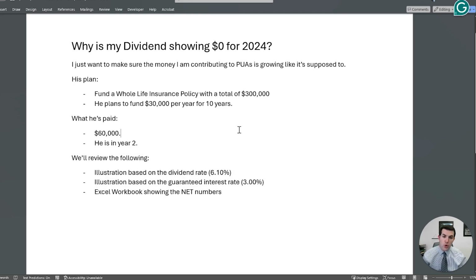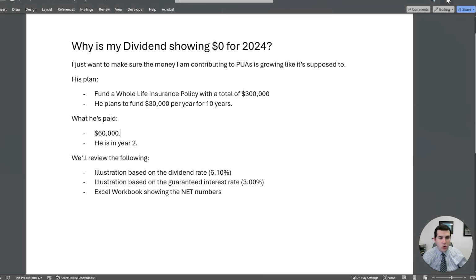So what we're going to review is as follows. We are going to look at the illustration that he was interested in. We'll see the exact product that he started with, and we have a current dividend interest rate of 6.10%. So we'll look at that and explain exactly how the dividends work in a whole life insurance illustration, and then we'll look at that same illustration, but we'll review the guaranteed values, and then we'll put it all on Excel so we can just see the net numbers and understand how it actually works. Excel can make it much more transparent.